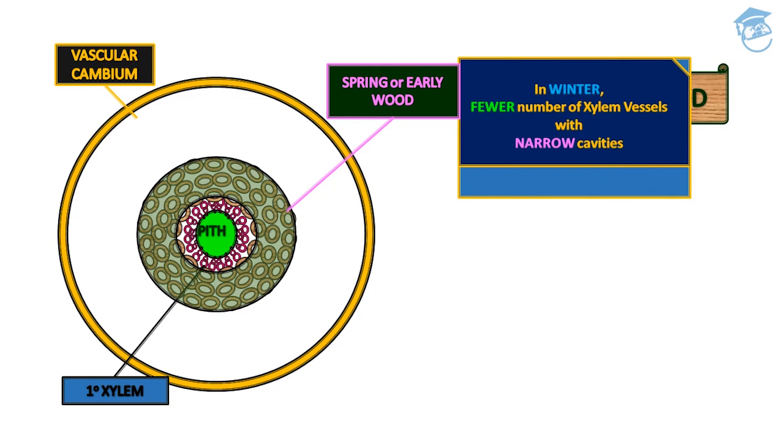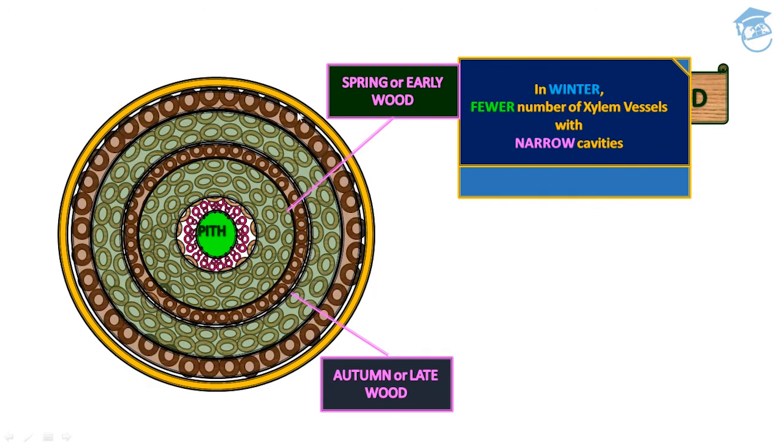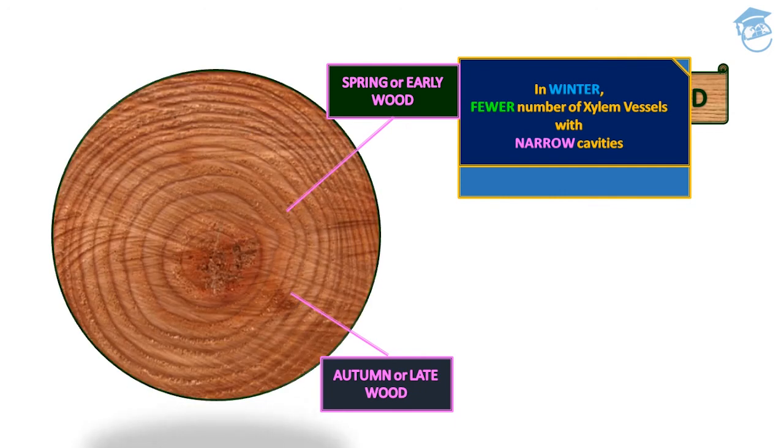And in winter season, fewer, that means very few xylem vessels with narrow cavities are found, which is called autumn or late wood. Okay, so this is early wood and this is autumn or late wood. Okay, so this is how it is. It goes on. See, this is again spring wood. This is again late wood or autumn wood. Okay, so this is how it is formed.